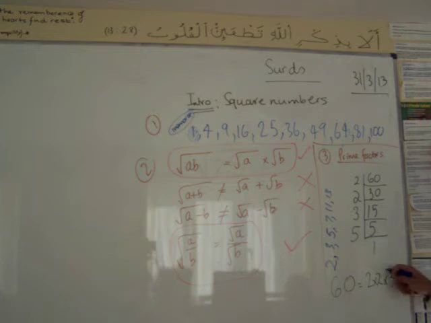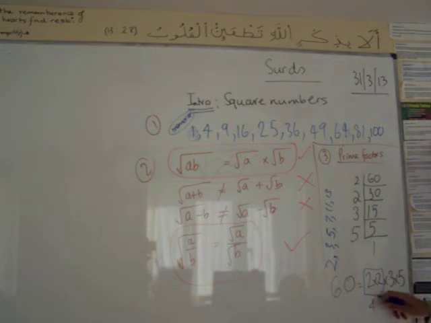So we've got a square number here, which I'm going to put a square on, and rewrite it as 4 times 3 times 5. There's the square number.